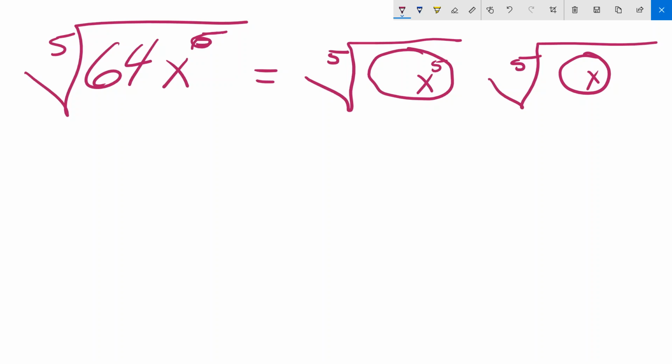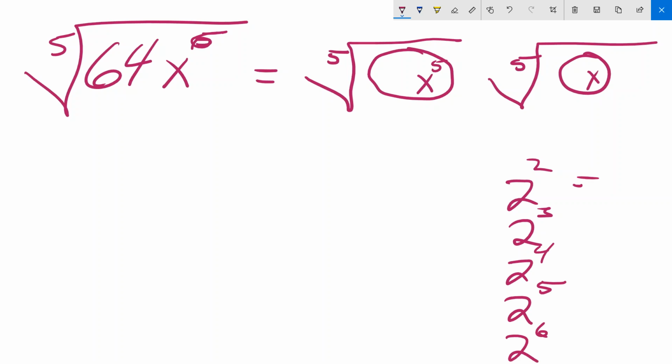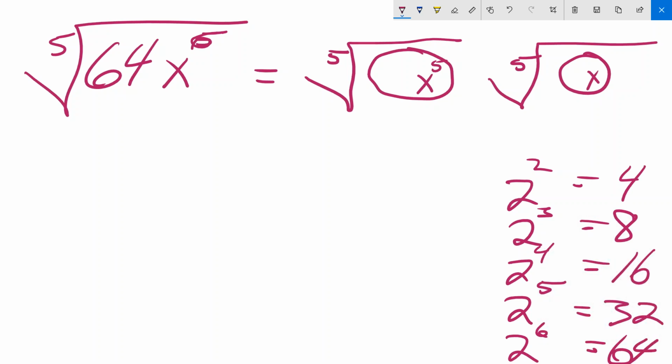64 is the 6th root of 2. Could I do it that way? Yeah, but we're looking for the 5th root of a number. I tell you what's really useful in math is to know your powers of 2. They just come up so often that you should remember them. That's 4, 8, 16, 32, 64. So there's the magic number.